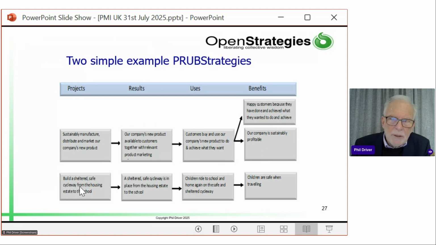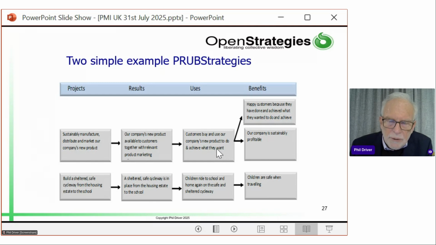Another one, more in the public sector: build a sheltered cycleway is the project. The result is we've got a cycleway. The use is children ride on it, and the benefit is they're safe. Now, these demonstrate unequivocally one key message. Who is it that is creating the benefits here? Is it project managers realizing benefits? Is it project managers delivering outcomes? I think these examples make it clear that it's the users that are creating the benefits.